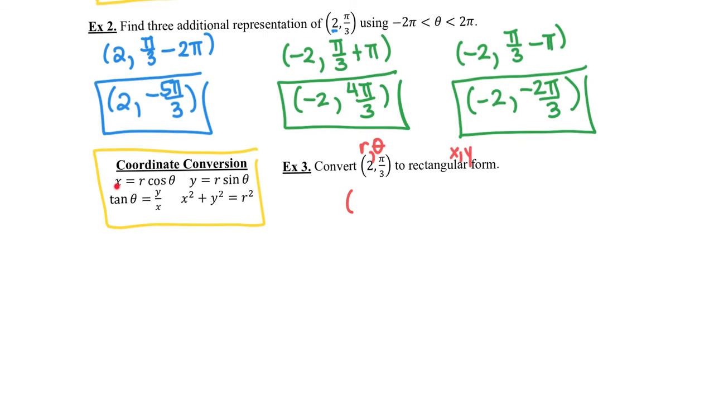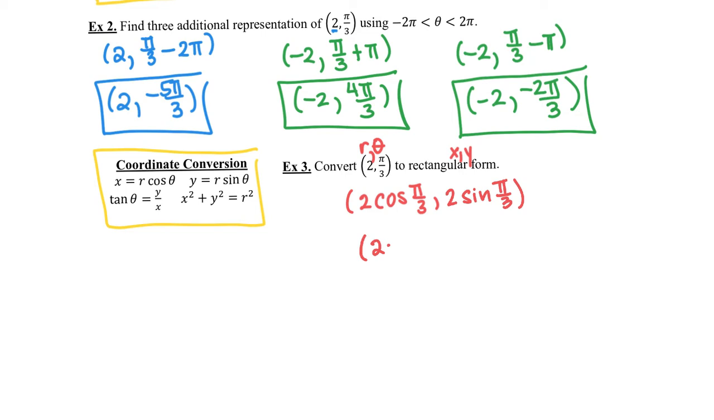to find the x, it is going to be r cosine theta. What's r? R is 2, cosine theta. If I want the y, it is going to be r sine theta. The r is 2. The theta is pi over 3. Then I am going to simplify this.